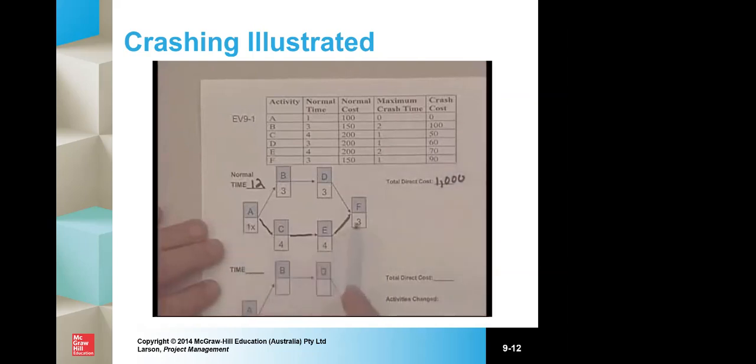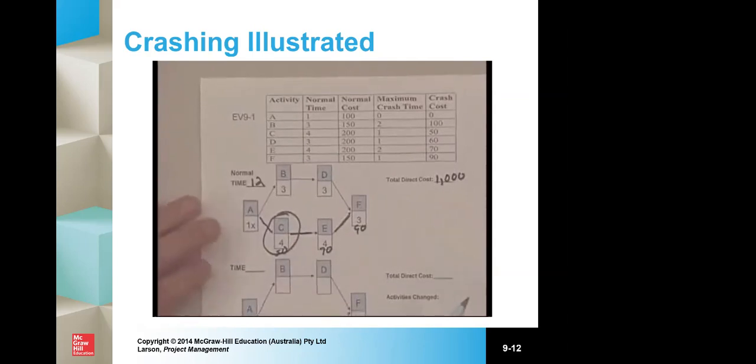So we look at the critical activities and pick the one with the cheapest crash cost. And we look at C, the cost is 50. We look at E, the cost is 70, and we look at F, the cost is 90. And we choose the cheaper cost, which would be C. So for $50 additional, we can go from 12 to 11 days.